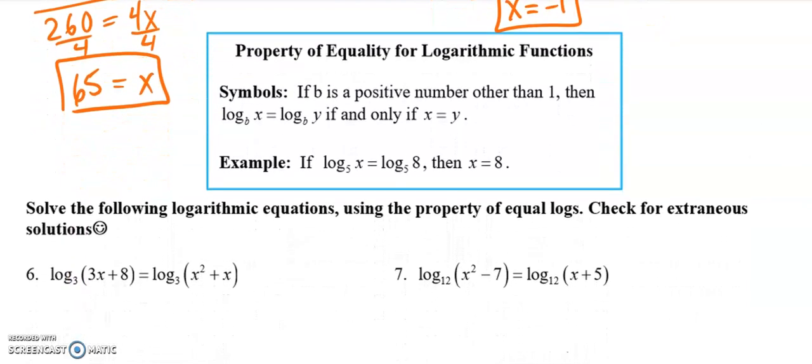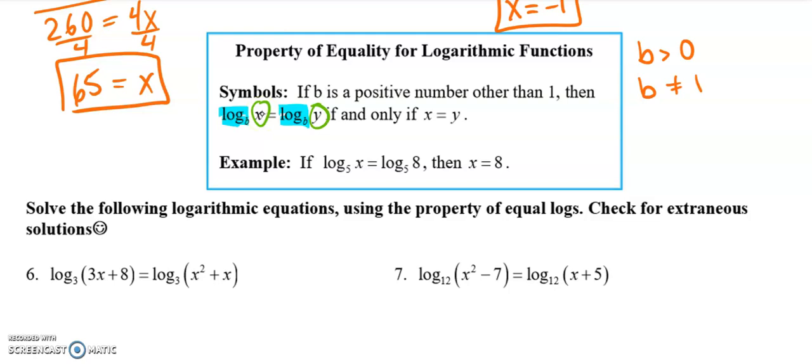If b is a positive number other than 1, we've said numerous times now, b, the base, has to be greater than 0 and cannot equal 1. Then, log base b of x equals log base b of y, if and only if x equals y. So just like we did in the exponential equations, get the bases to match, the exponents have to match. Here, we're going to get the log base part to match. And if those match, then what you're taking the log of, those have to match.